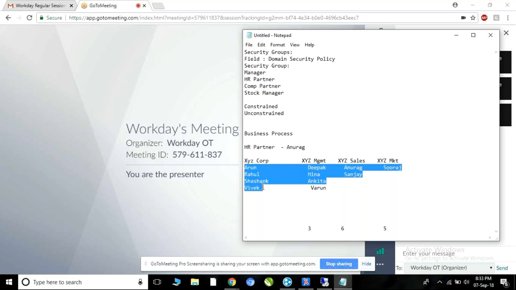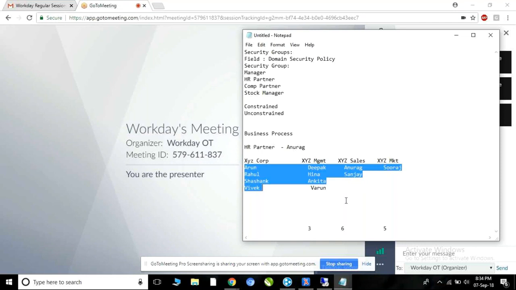So same example. HR partner is a constrained security group. I'm taking it to XYZ Corp. Okay. Arun can be an HR partner, right? Arun can be assigned with HR partner, correct. Similarly, Deepak can be HR partner too, even though it is constrained. Correct. Anurag can be again HR and Suraj can be HR too, even though the HR is constrained. Yes. Even if it is unconstrained, the same thing is possible.